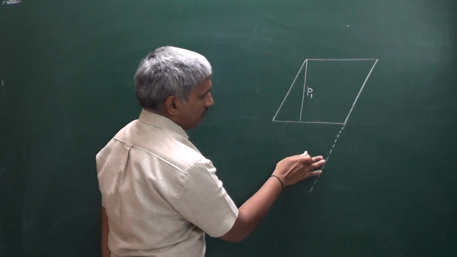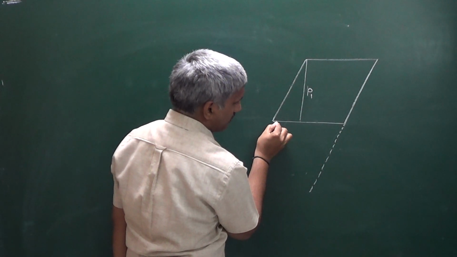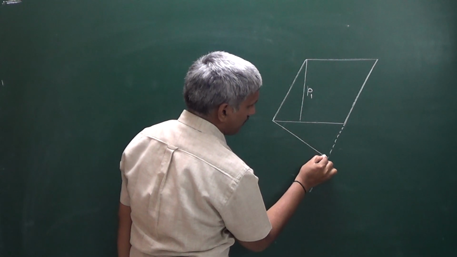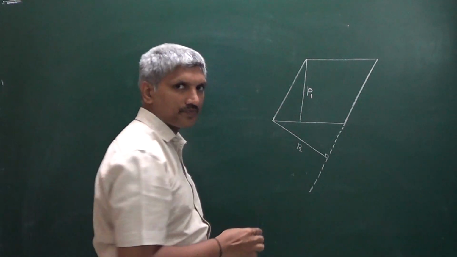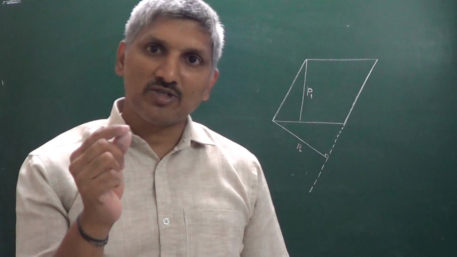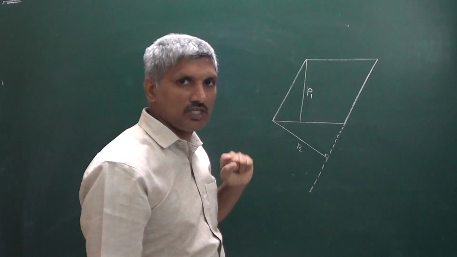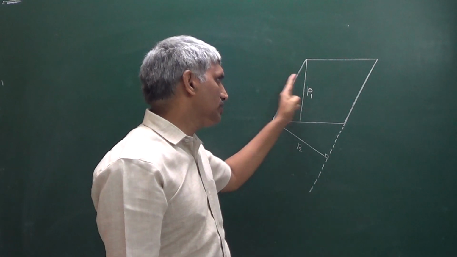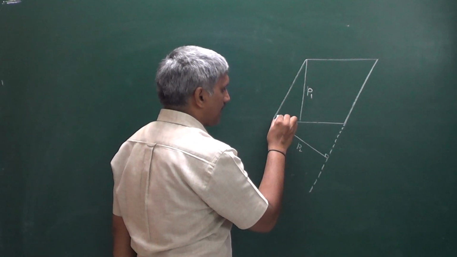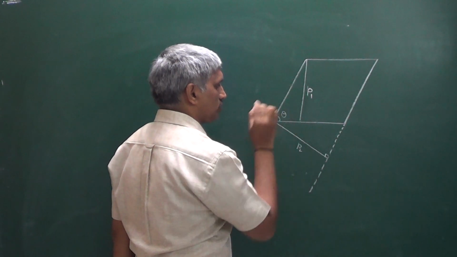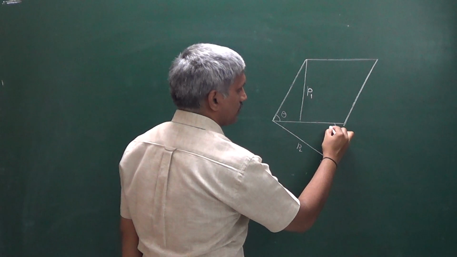Okay, now the distance between these two parallel lines, from this point a line is drawn perpendicularly. This distance is given as P2. The distance between these two parallel lines is equal to P1, and the distance between these two parallel lines is equal to P2, and the angle between the sides is, say, theta. If this is theta, no doubt this is also theta.